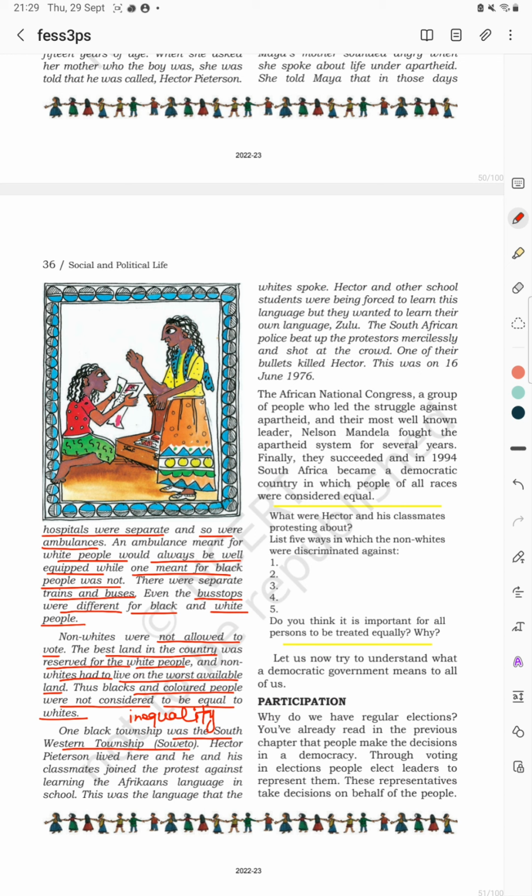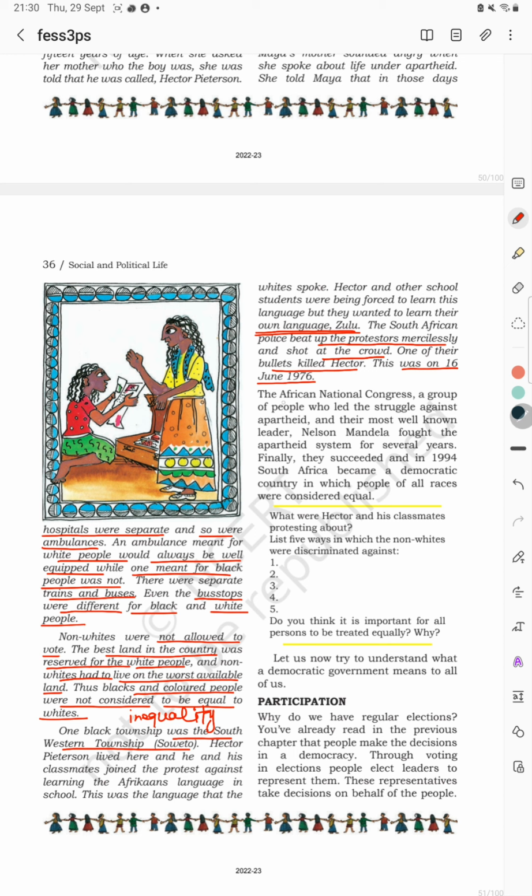Basically, African language was spoken by the white people, and white people wanted the black to learn this African language, while the students wanted to learn their own language. The language was Zulu. So they wanted to learn their Zulu language, but white people wanted them to learn the African language, which was the language of the white people. So South African police beat the protesters mercilessly and shot at the crowd. One of their bullets killed Hector. This was on 16th June 1976.